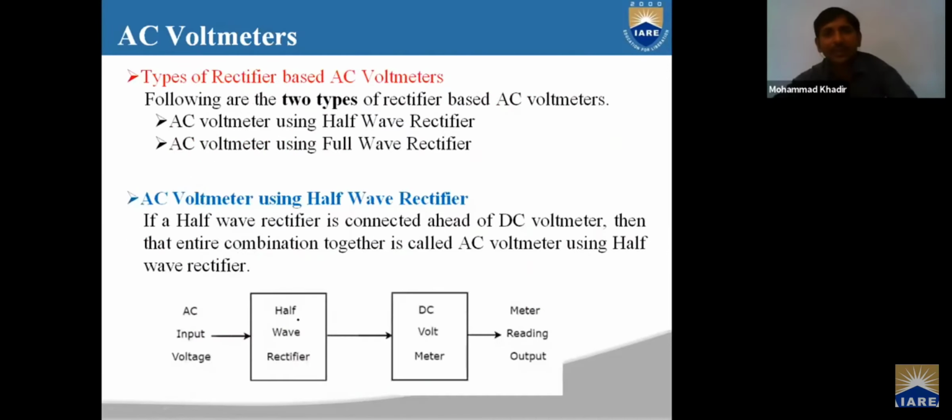So we will see the rectifier based AC voltmeter. Already I said there are different types of rectifiers: one is half wave, next is full wave, and another is the bridge circuit. Full wave and bridge circuits are both the same, only the efficiencies change a little bit. The difference is that in full wave we use a center tap transformer, and in the bridge circuit we use 4 PN junction diodes.